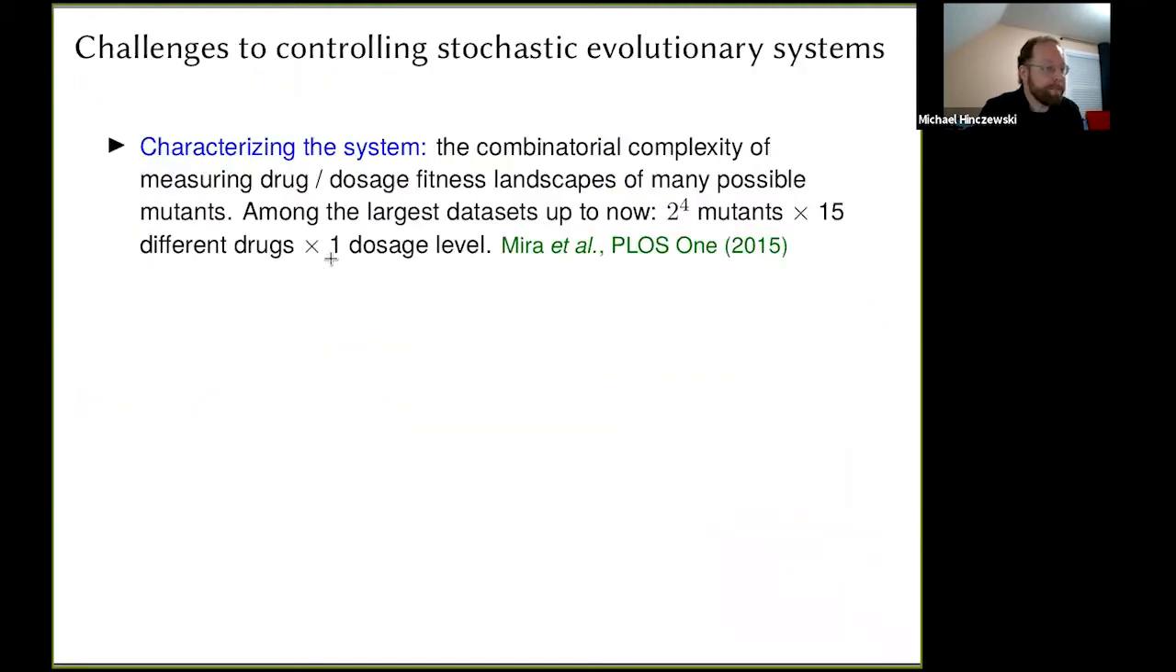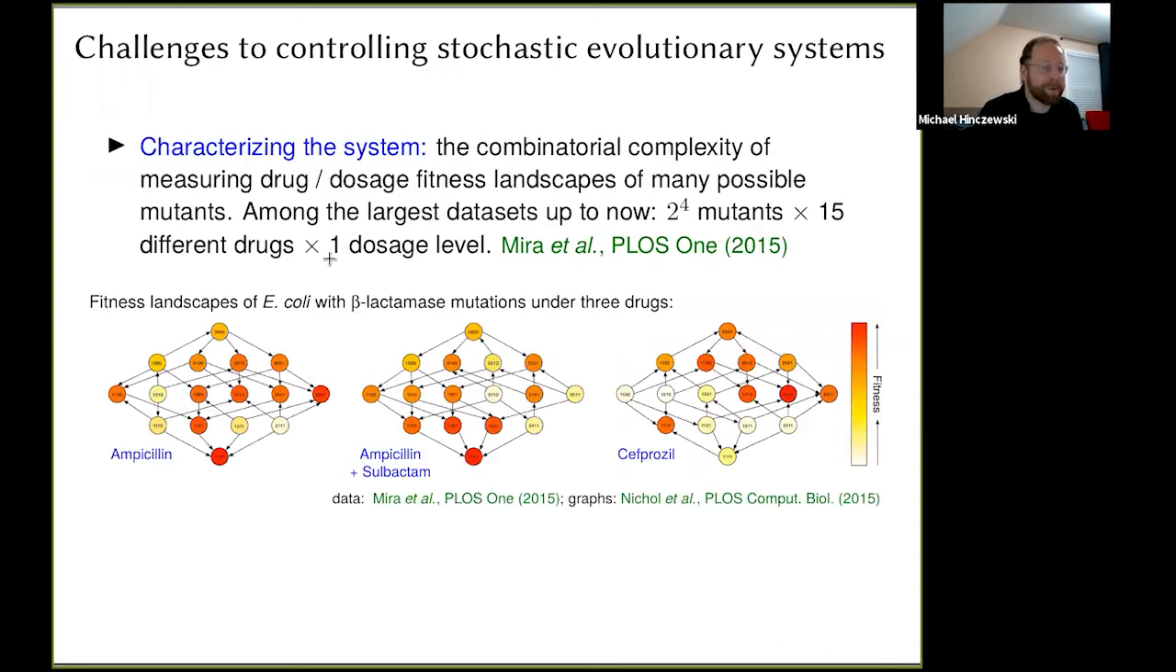The first issue, as I just referred to, is that you need to know the fitnesses. And this can become a really challenging combinatorial problem. It's really difficult because you have to do individual growth rate experiments on many different mutants. Some of the largest data sets available up to now are on the order of 16 mutants, looking at 15 different drugs and maybe one dosage level of each drug. That in itself is a huge amount of work, and you get diagrams like this representing the 16 mutants and the relative fitness under different types of drugs.